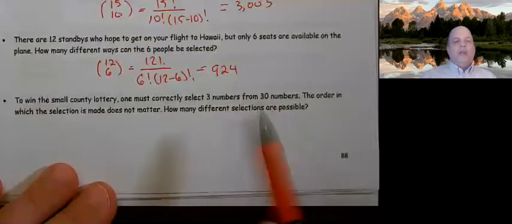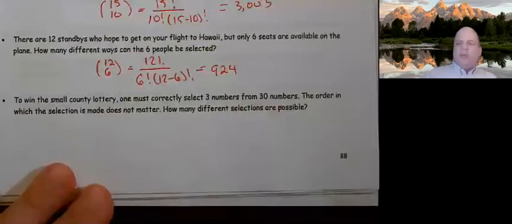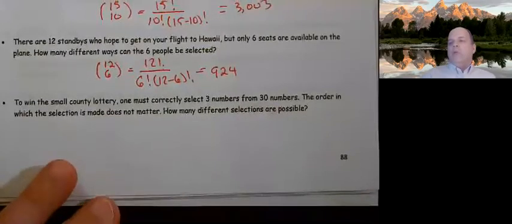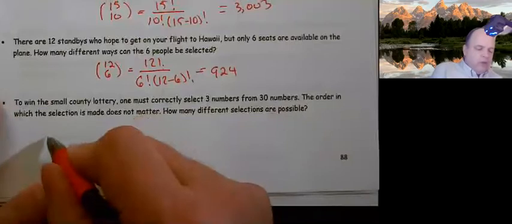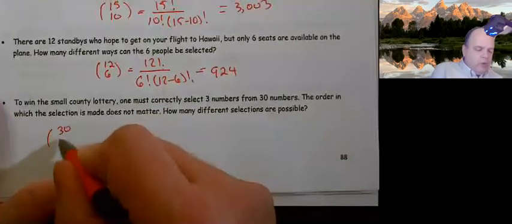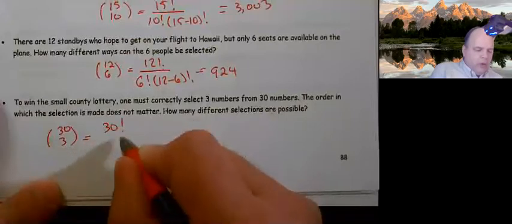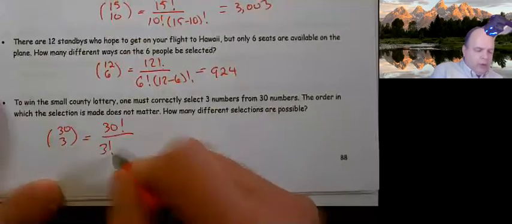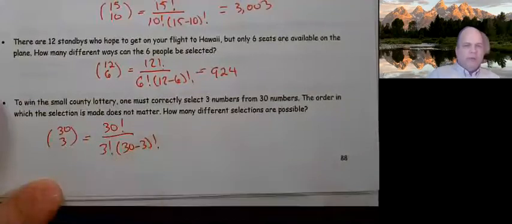To win the small county lottery, one must correctly select 3 numbers from 30 numbers. The order in which the selection is made does not matter. How many different selections are possible? And typically that's the case. When we watch the lottery, they don't care what order you select them. It's just that you did select those numbers. So we have 30 numbers. We're choosing 3. So 30 factorial over 3 factorial times 30 minus 3 factorial.